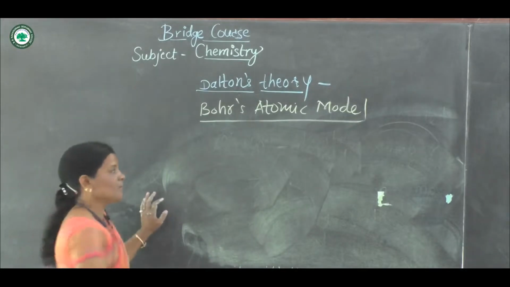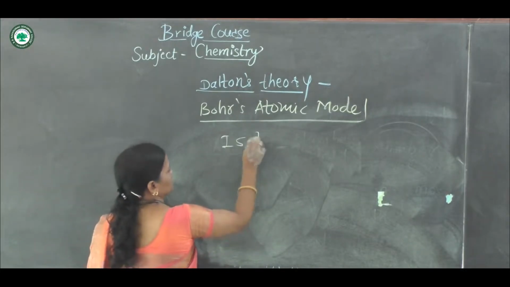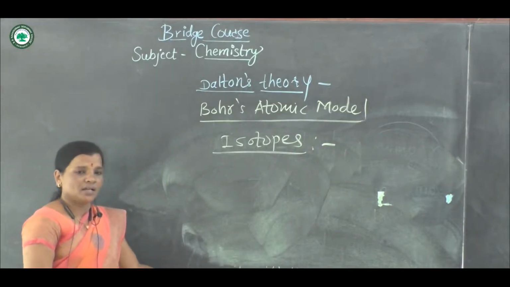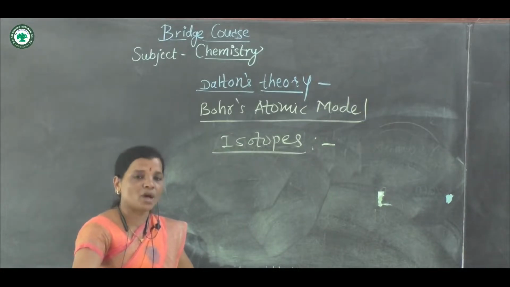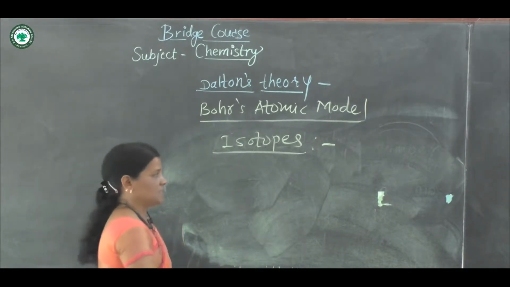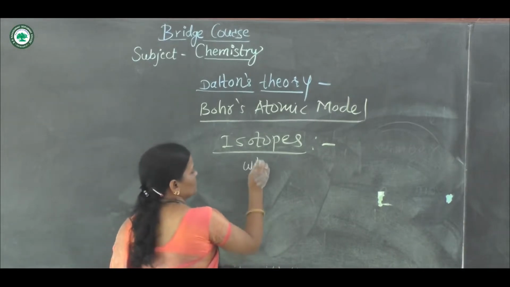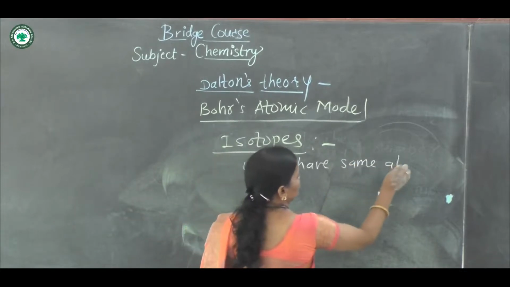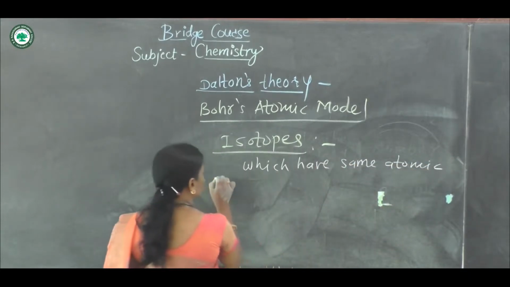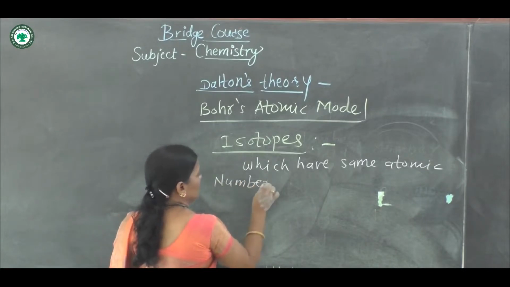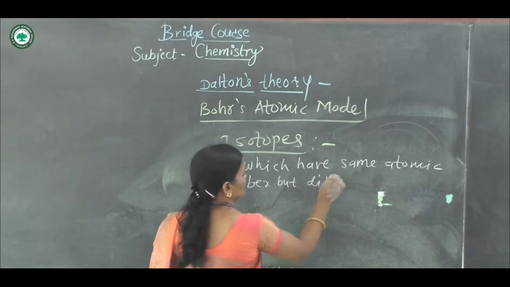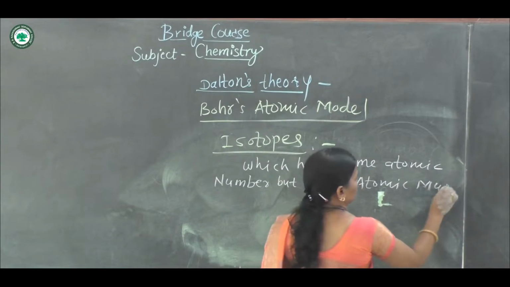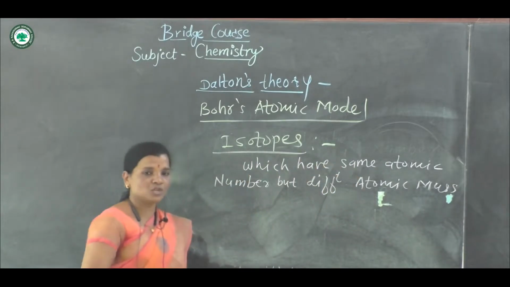One thing is important here: what is meant by isotopes? Isotopes means the elements which have the same atomic number but different atomic masses. These are said to be isotopes of each other.